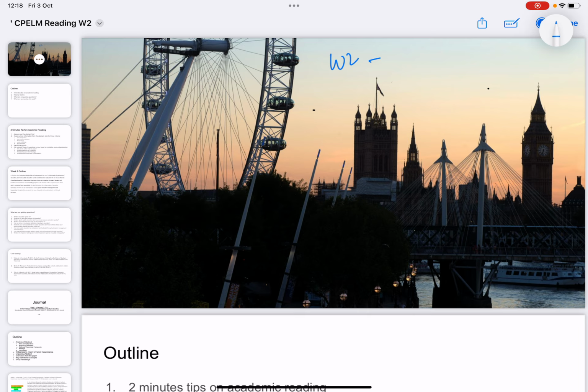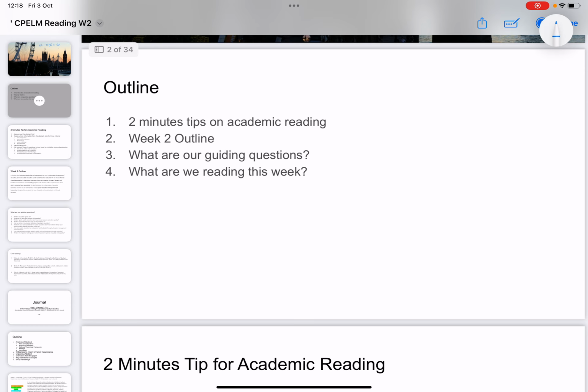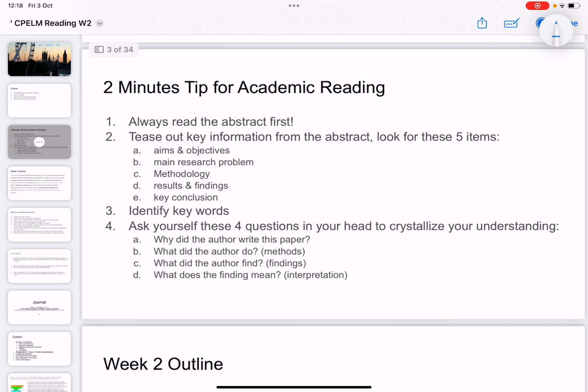This week we're looking at quality and equality in education. Last week we looked at some critical approaches. This week we are looking at quality and equality. Very quickly, these are some 2 minutes tips on academic writing, the week 2 outline, what are our guiding questions, and what are we reading this week.